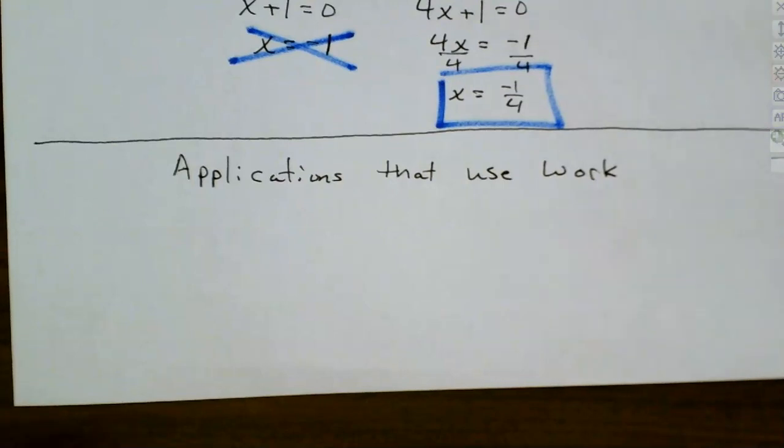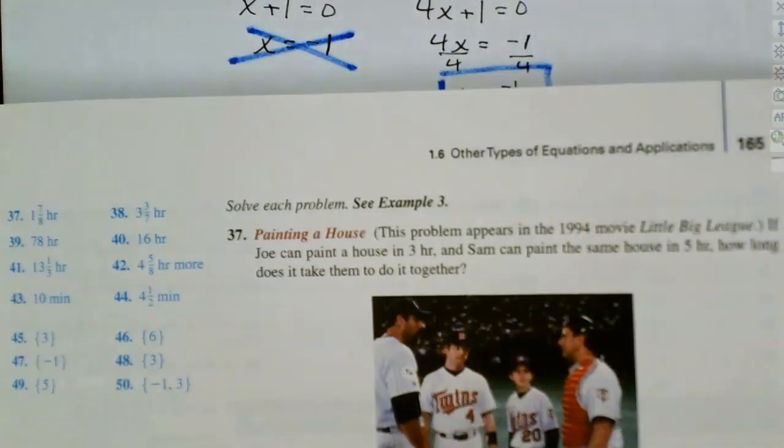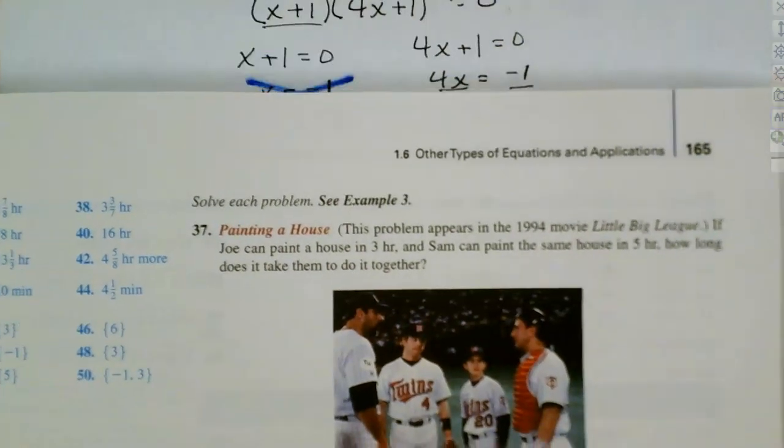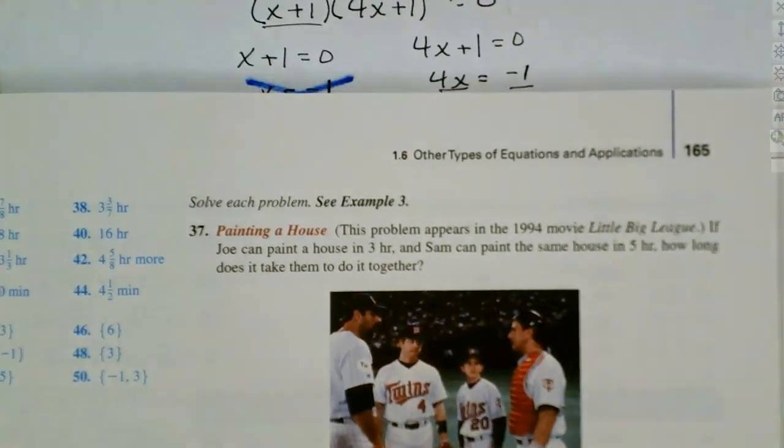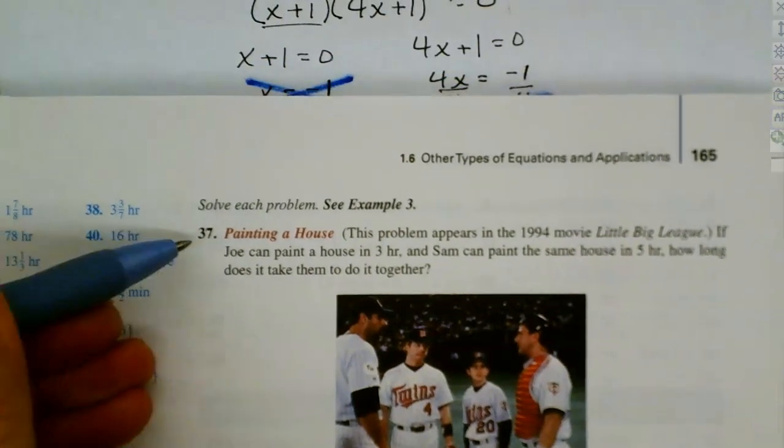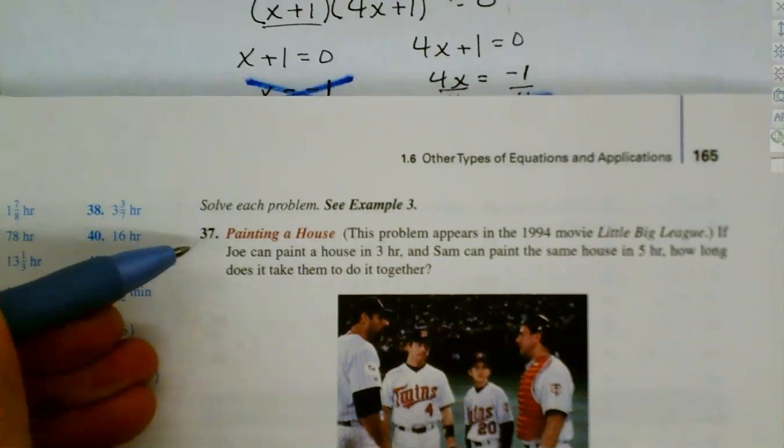When we look at work, we need to see how much is done per unit of time, so we need to make these into fractions. I'm going to pick two of these out, we'll talk about them and solve them. They're actually very easy once you see how to set them up. They're the easiest applications that we have. So I'm going to look at question 37.